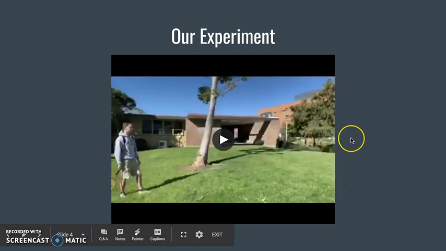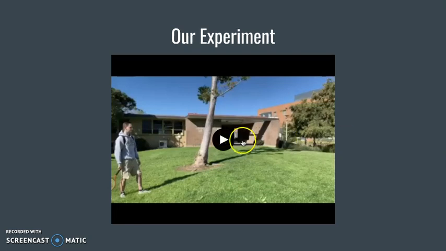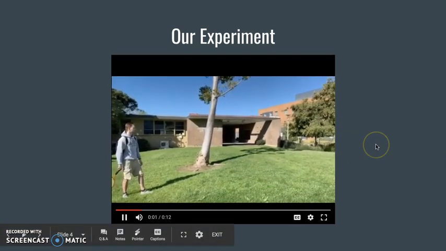Okay, so for our experiment, we decided to prove this by throwing a tennis racket in a projectile motion while it's also rotating. Go.